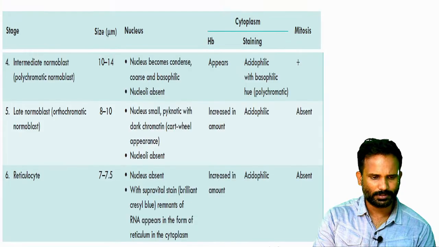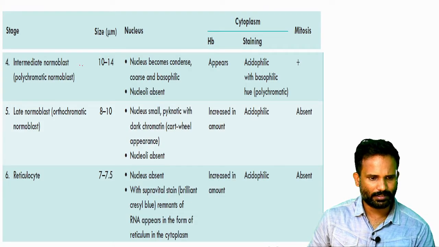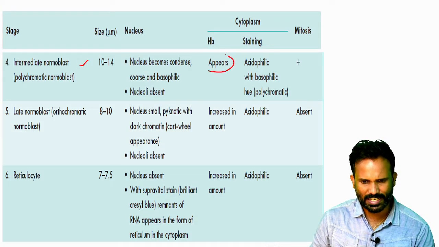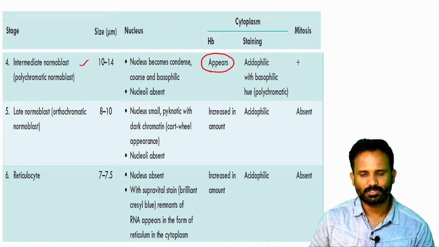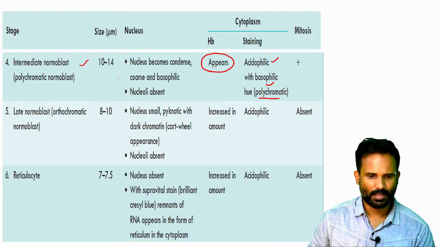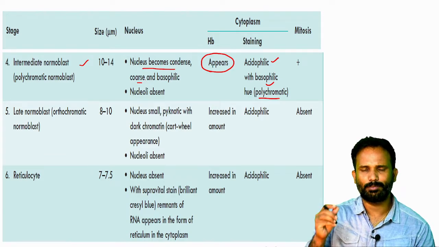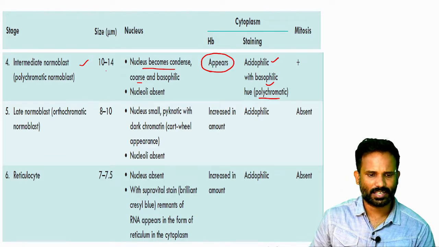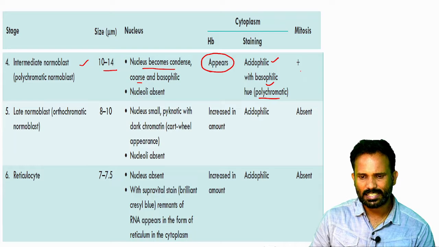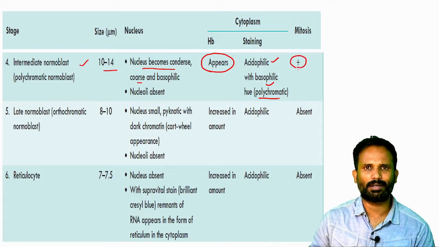Now coming to the next stage, the intermediate normoblast, hemoglobin first appears here. So the staining will be acidophilic plus basophilic. So we call that the polychromatic normoblast, and the nucleus becomes condensed and coarse, and the size is around 10 to 14 microns. Still mitosis is present but not as much.